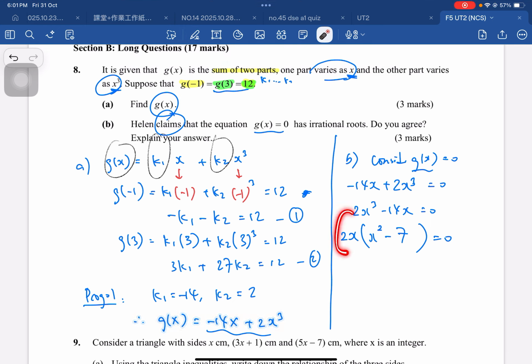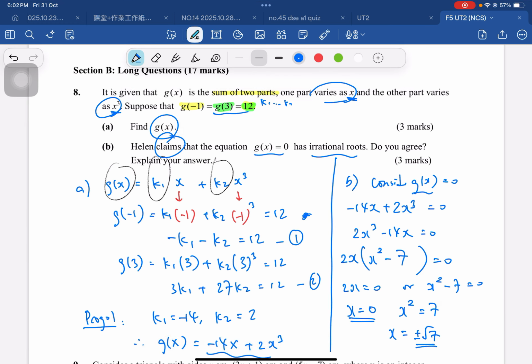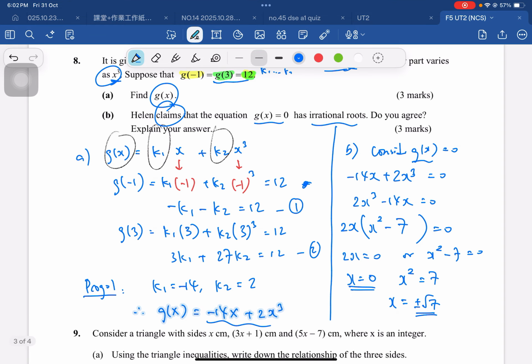Then now you need to remember, when I have two things times together equal to 0, then we can say that 2x is equal to 0, or x squared minus 7 equal to 0. Then when 2 times something equal to 0, the something must be equal to 0, or we have x squared equal to 7. Then I don't want the square, I move it to the right hand side, becomes plus or minus square root 7. So actually, square root 7 is an irrational root because we can't change it to a fraction, with the denominator and the numerator both integers. So we actually have irrational roots.